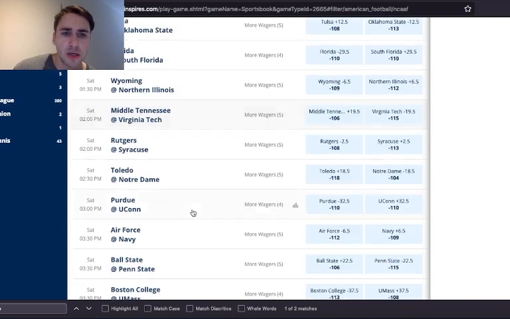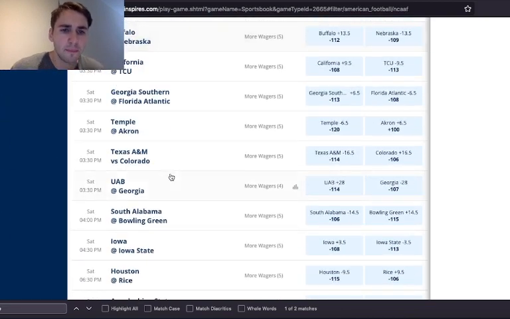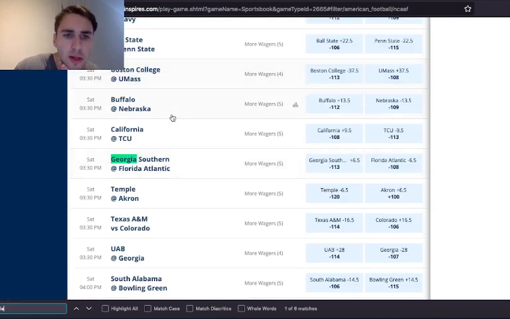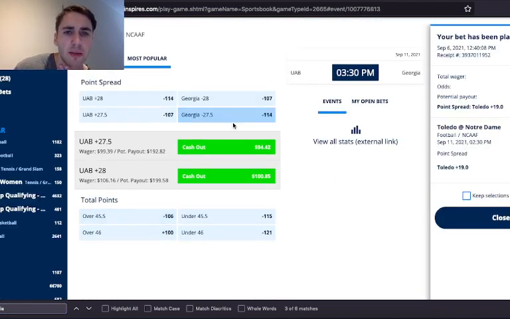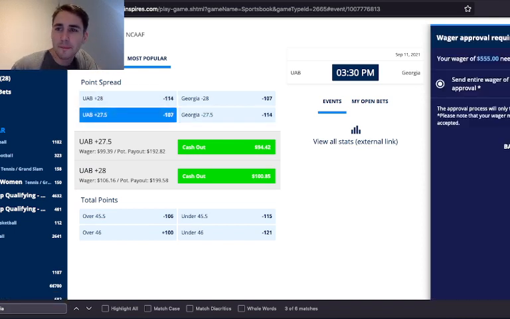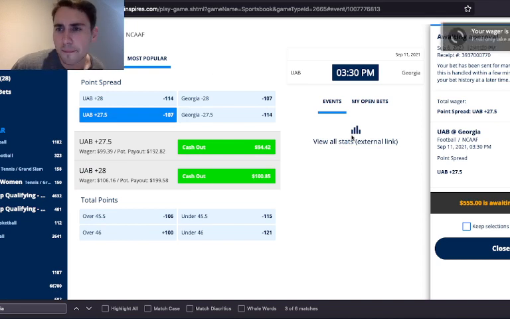So if we go to the Georgia game, we can pull it up. Yeah, we can see I already bet it. Maybe it'll let me bet it again. Probably not. Yeah, it's not going to let me bet it again.